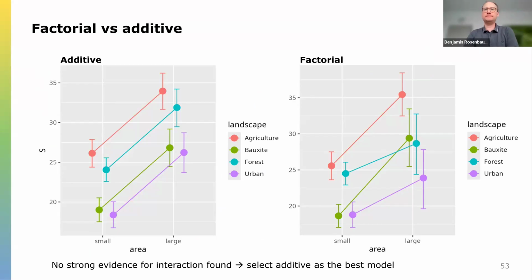So here the additive model and the factorial model in comparison. Sure, the factorial model allows some differences in these effects per landscape level. However, these differences are assumed to be so small that if you look at the model comparison, we actually prefer to use the less complex model. So there's no strong support for the area effect being different in the landscape levels.